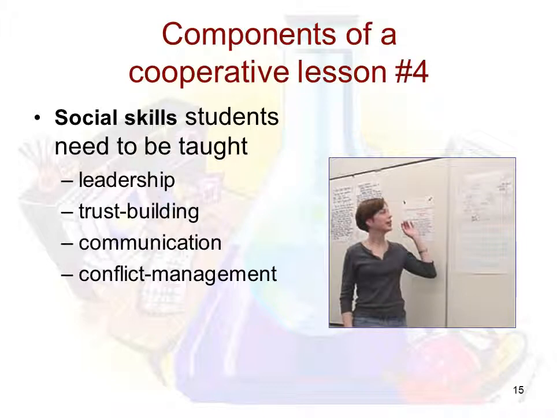Fourth component, social skills. Students need to know how to work in a group. They may not be used to working in a group. They're used to sitting there in an independent format while they're learning. Now they're working in groups. Leadership may form. You need to have trust, communications. There may be some disagreements. So we need to make sure that students have these skills to be successful in their group.